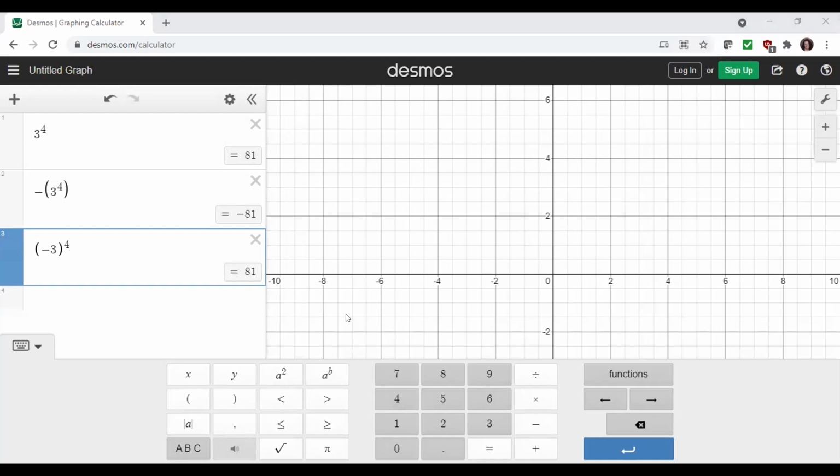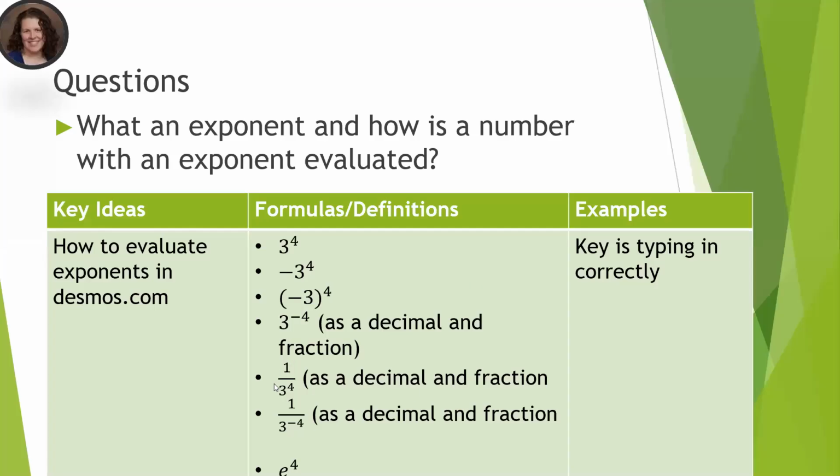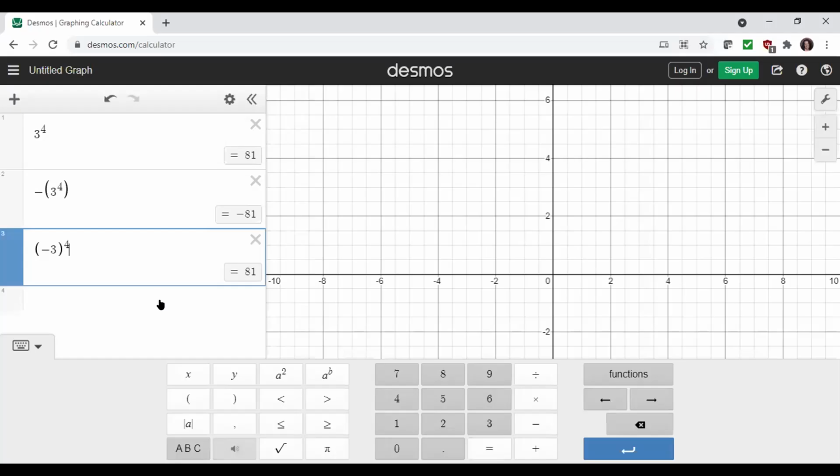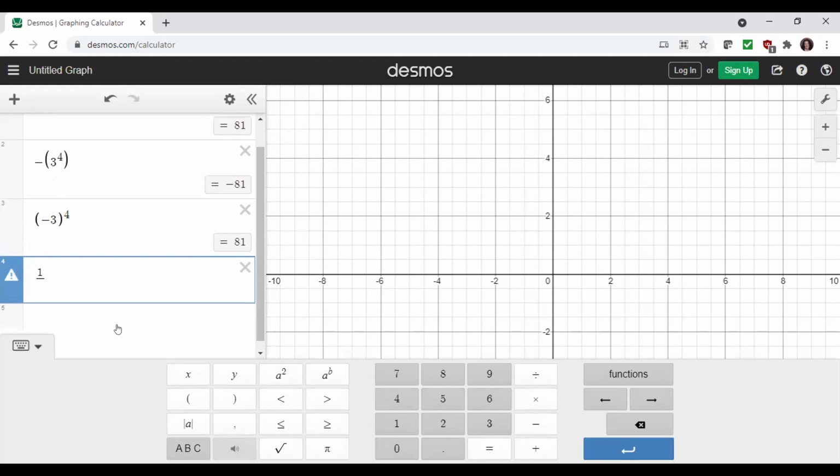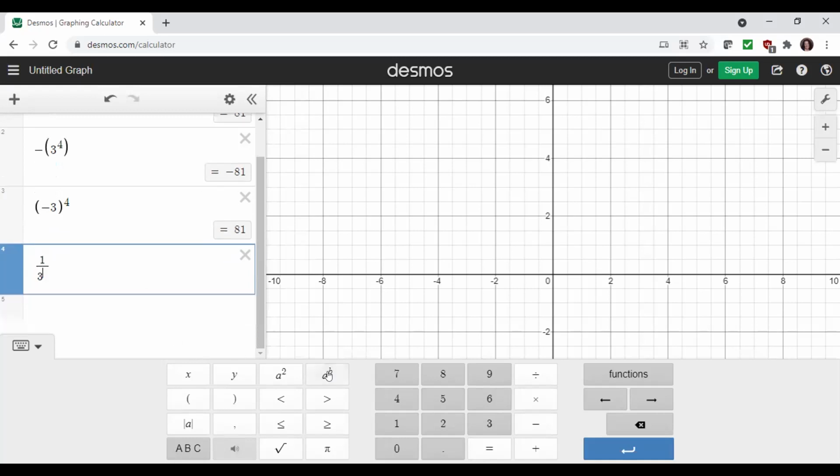I want to show you some cool features about Desmos. So this next one we have is 1 divided by 3 to the 4th power. And I'm going to show you how to find both the decimal and fraction answer using Desmos. So we're going to come over here and you're going to type 1 and you'll hit your backslash, the button on your keyboard with the question mark to get the fraction. And then you'll put 3, a to the b, 4.